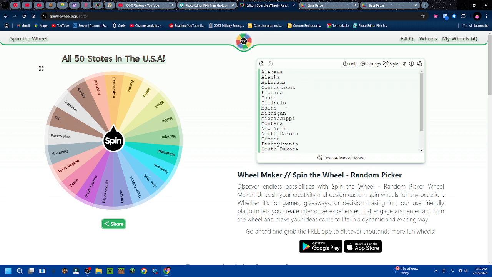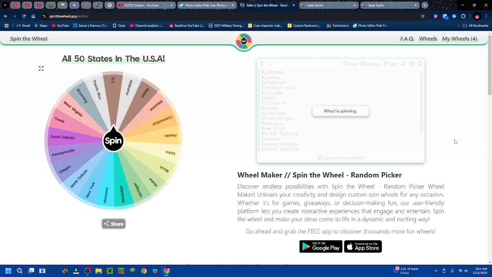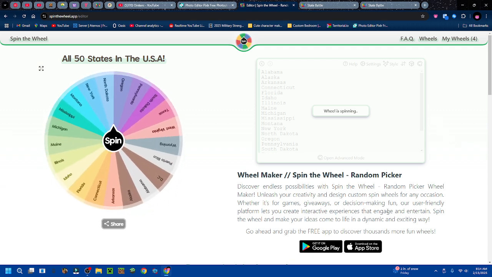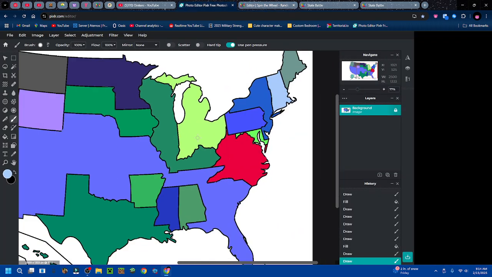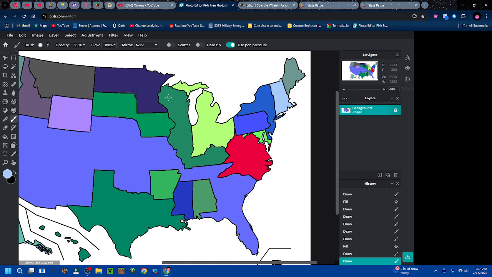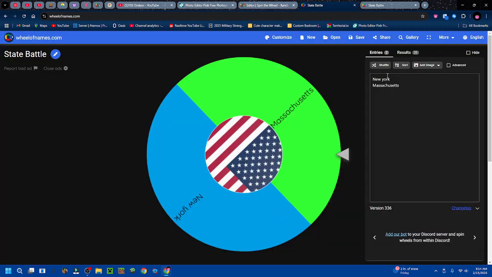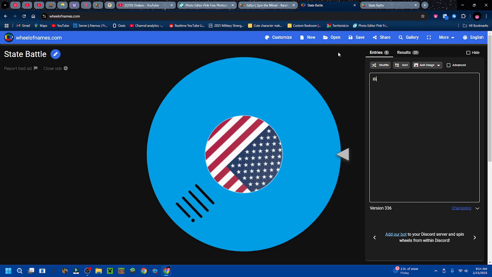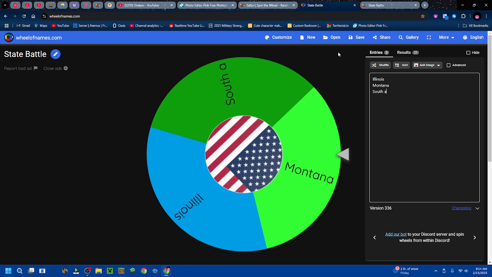Top 21 states. And now there's going to be only top 20 once we're done with this battle between North Dakota and... Who does North Dakota border? They border Illinois, Montana, and South Dakota. Okay, that's all.